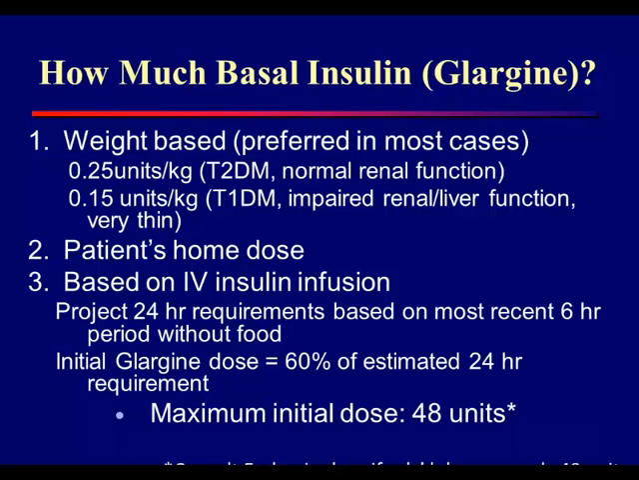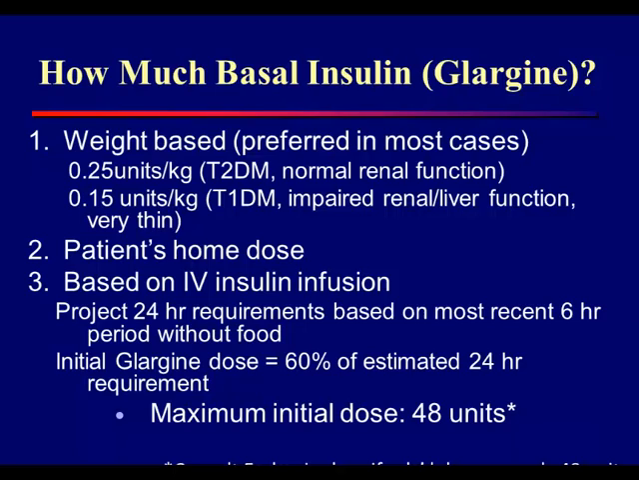So how much you give, I mentioned this already. If you give weight-based, for a normal type 2 patient it would be about 0.25 units per kilogram if they have normal renal function. If they have impaired renal function or liver function or they're very thin, type 1, you might give 0.15. So that comes from what your total might be. So total for a type 2 would be 0.5 units, so 0.25 would be the amount of the glargine. That does not include the meal dose or correctional dose.